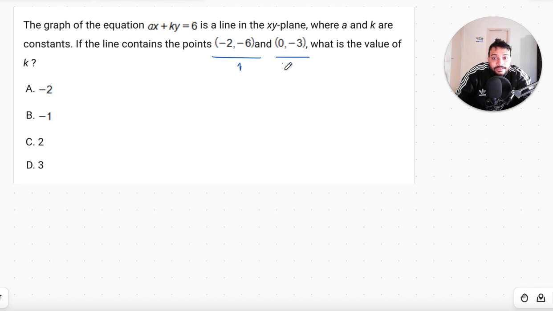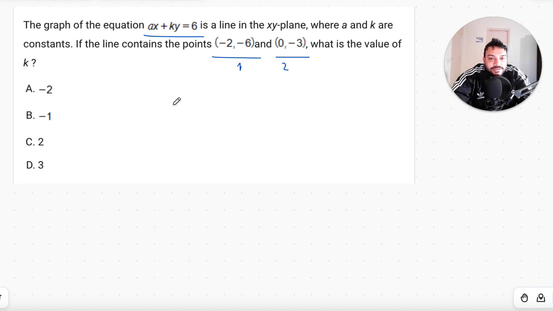These are 2 points, (1, 2), and this is the equation given. It has two constants that need to be figured out, a and k. What is the value of k? Now the usual approach will need you to figure out the exact equation by plugging in these 2 points in the equation and then finding out what's the value of k.